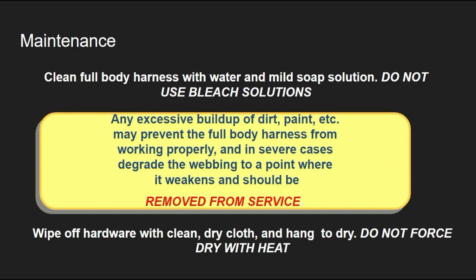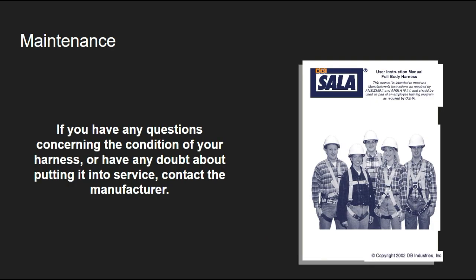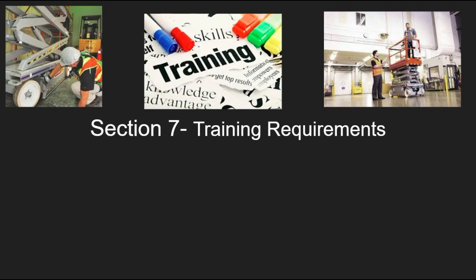Any excessive buildup of dirt, paint, etc. may prevent the full body harness from working properly, and in severe cases degrade the webbing to a point where it weakens and should be removed from service. Wipe off hardware with a clean dry cloth and hang to dry. Do not force dry with heat. If you have any questions concerning the condition of your harness or have any doubt about putting it into service, contact the manufacturer.